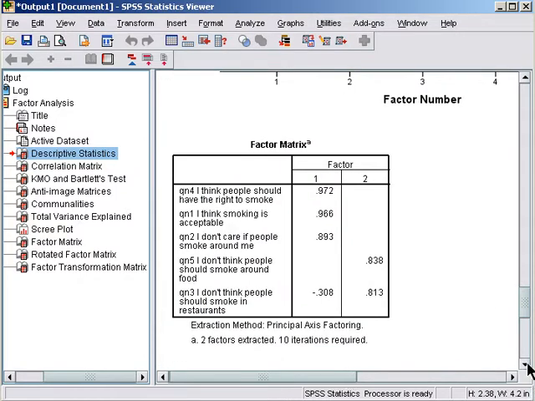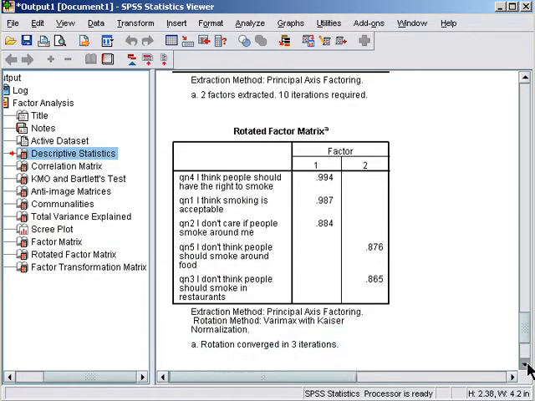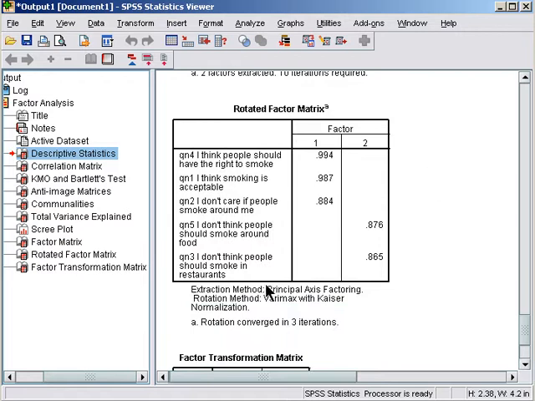You need to ignore the factor matrix and go to the rotated factor matrix if you've done a Varimax, or a pattern matrix if you've done an Oblimin rotation. And we'll continue with the interpretation of the rest of the factor analysis in the next screencast.